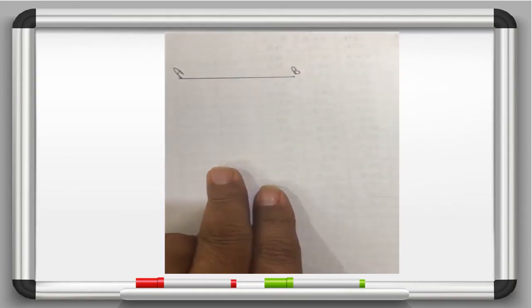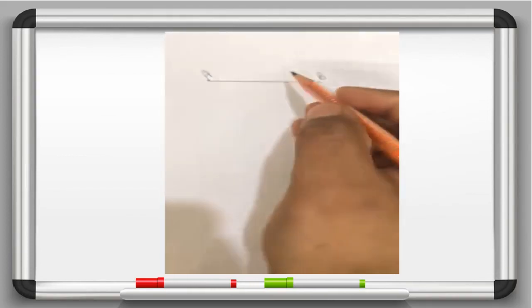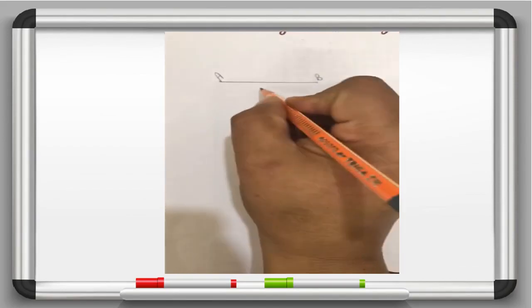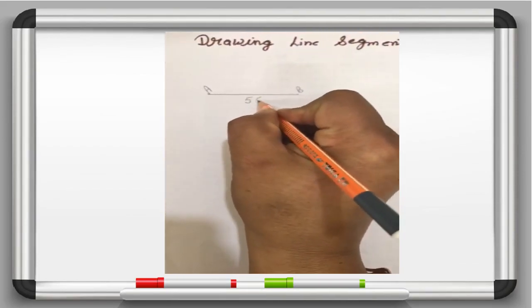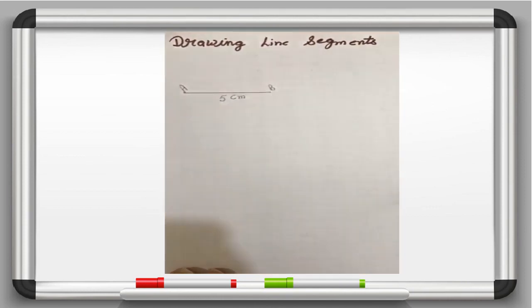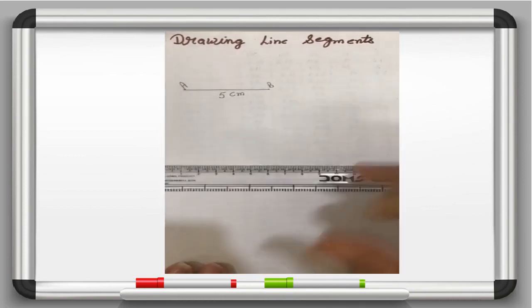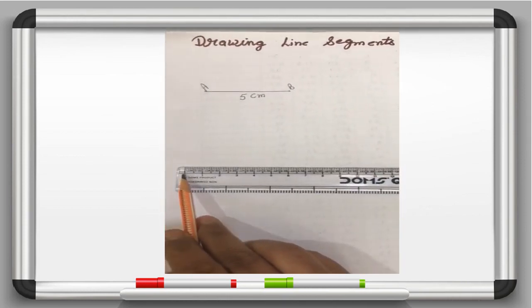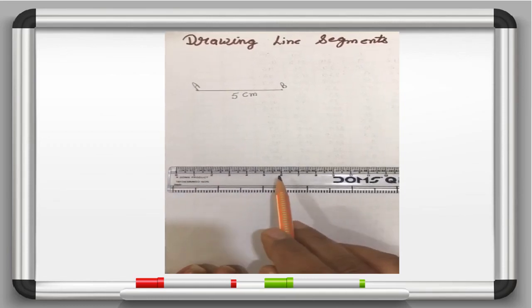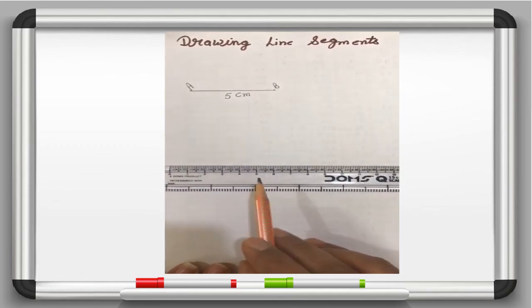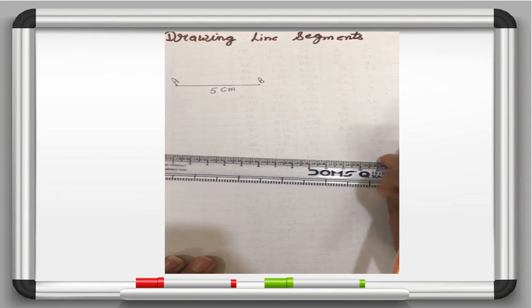So here beta we will write that we have drawn the line segment of 5 centimeters. Understood beta? Always remember you have to start always from 0 and whatever your line segment length is, you have to draw up to that point. Okay beta?